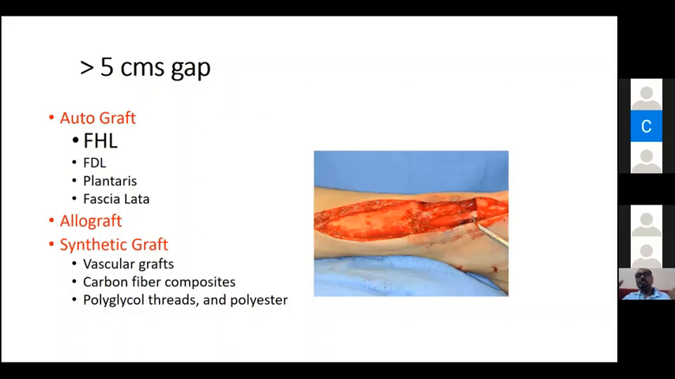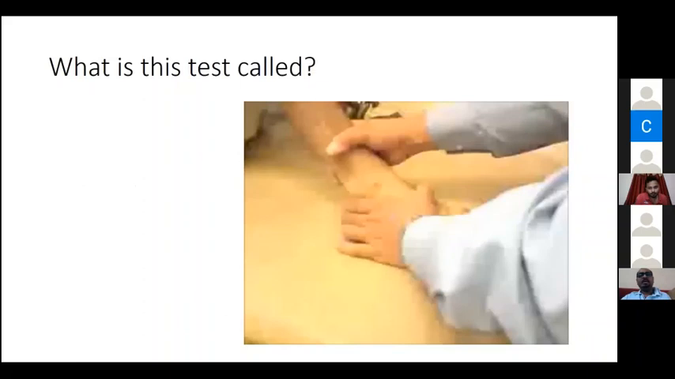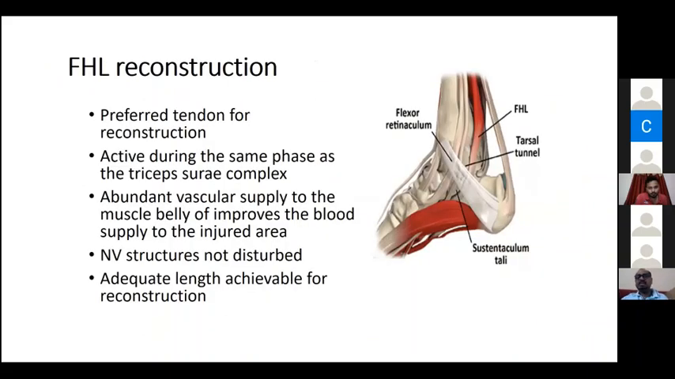So the problem of wound dehiscence was very common. So now most of us have switched over to FHL, the flexor hallucis longus tendon, because though it is small, FHL is in the same phase of triceps surae, and it's a vascular bundle. It's a vascular muscle. So you get to repair that. So that is what FHL reconstruction is.